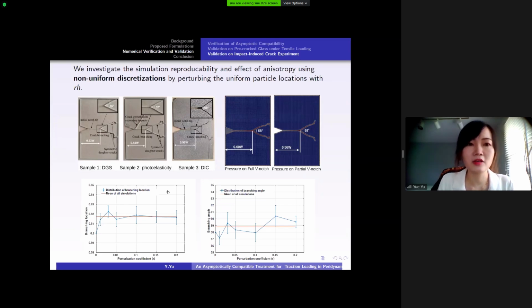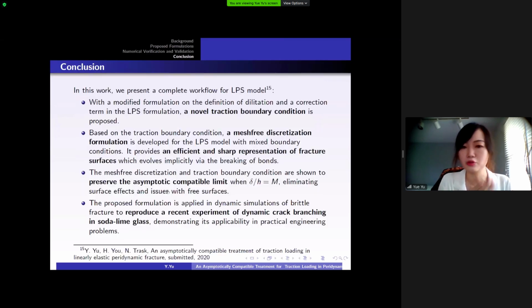We also verified the reproducibility when using the non-uniform discretization, and we can see that our bifurcation angle and bifurcation location are quite reproducible for the non-uniform mesh. More details of this work have already been submitted and can be found in this paper here. So I'm going to finish here.